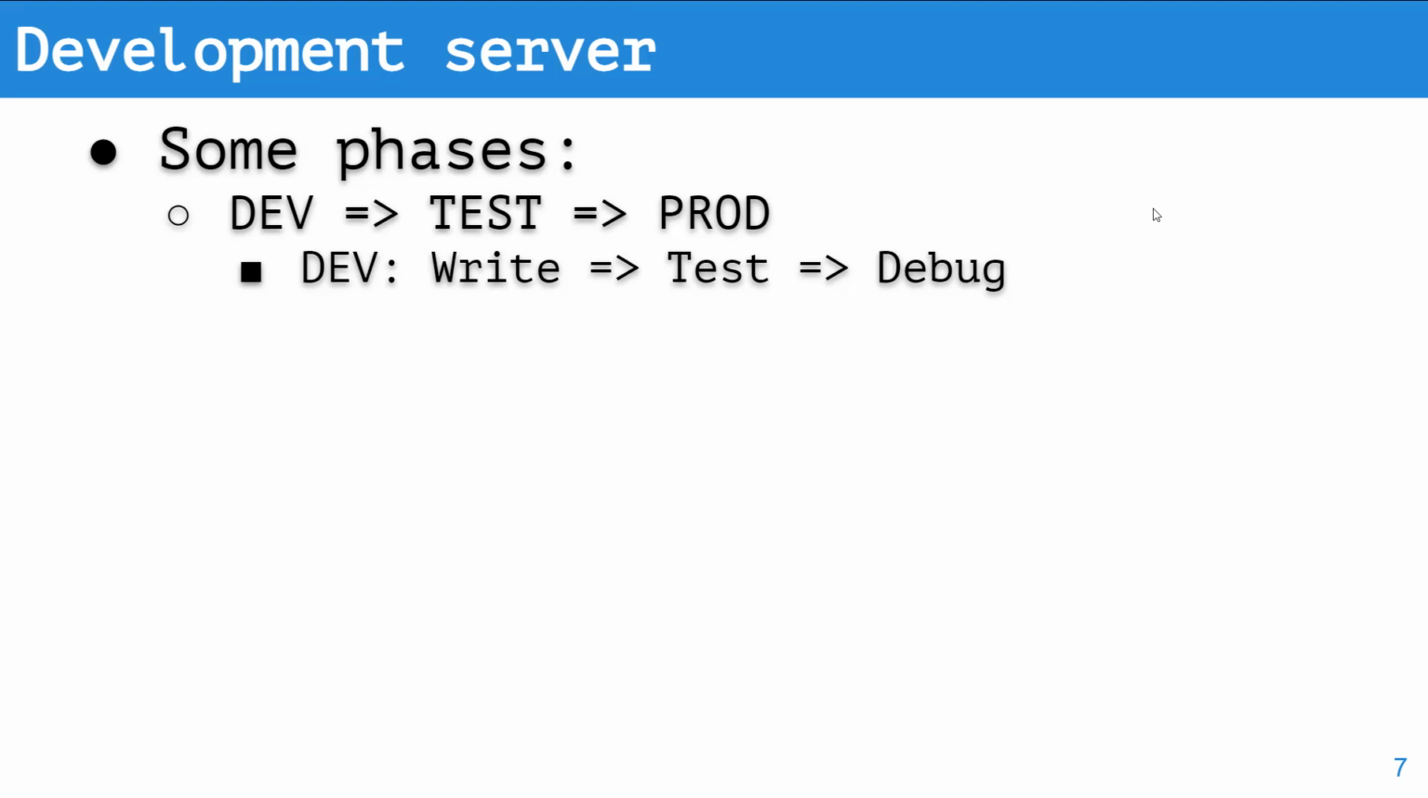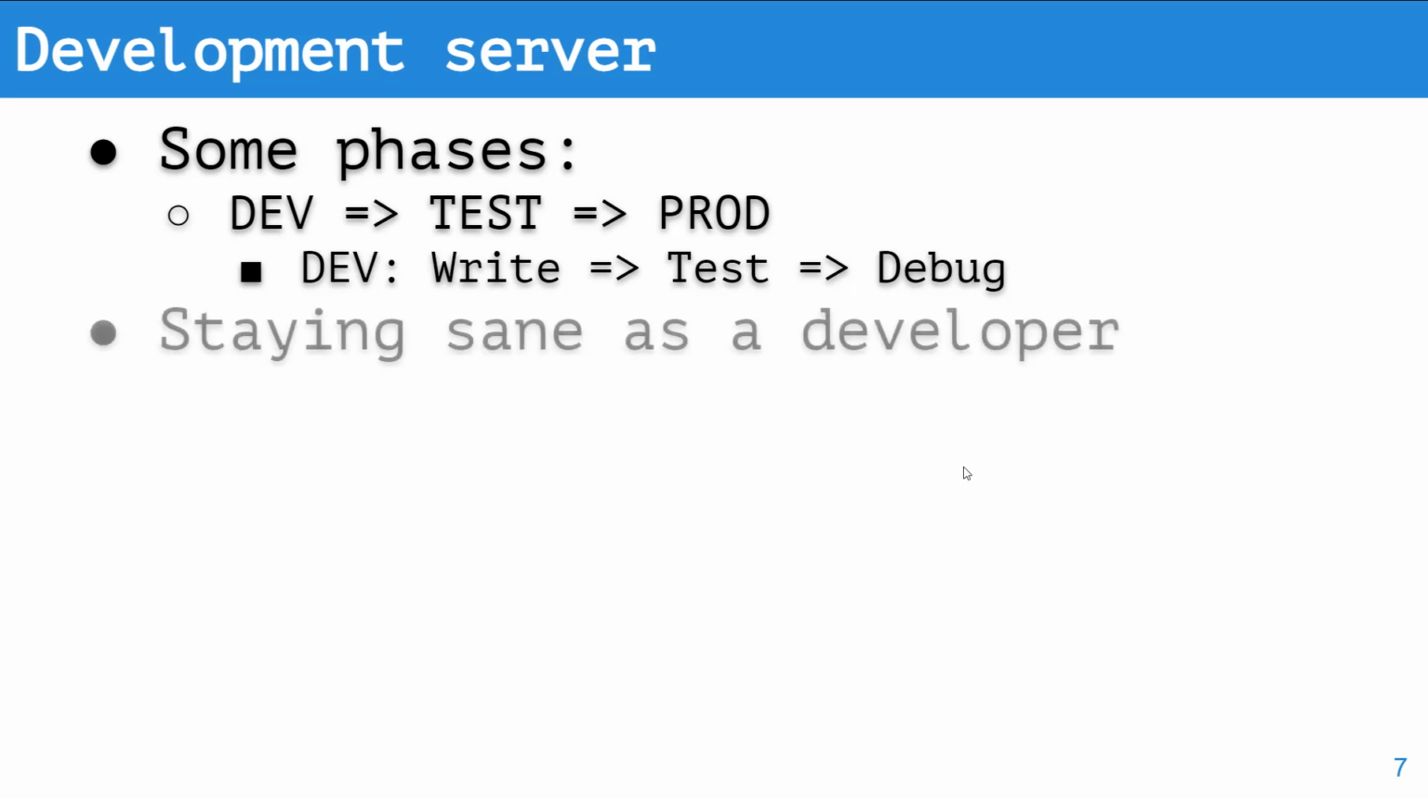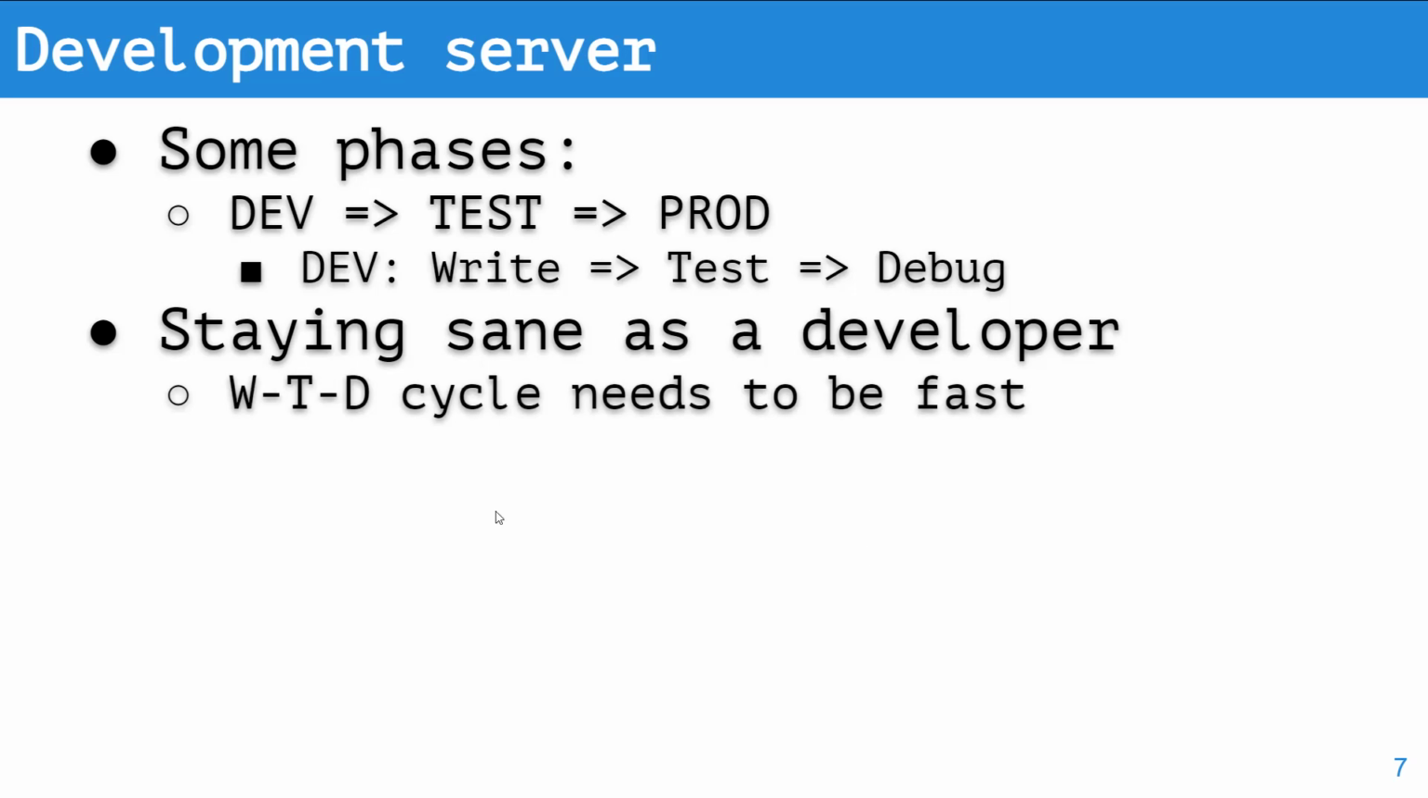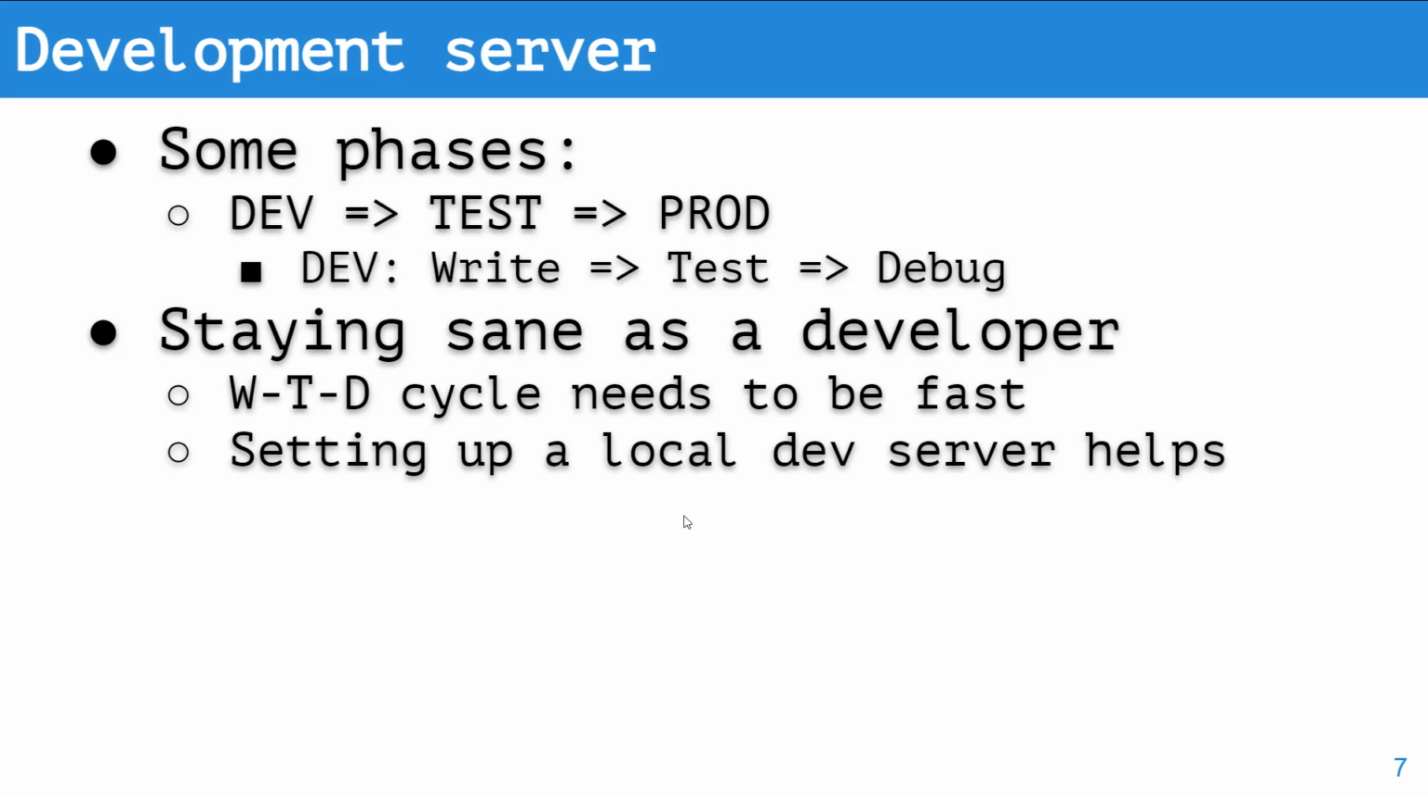And on the dev side, the concept of write some code, test some code, debug some code, you need that to be as streamlined and as quick as possible. It's really important to take any friction out of that cycle, because this is where you really start to slow down or speed up, depending on how your dev server behaves. So staying sane as a developer is important. That write, test, debug cycle needs to be fast. So setting up a local dev server helps.